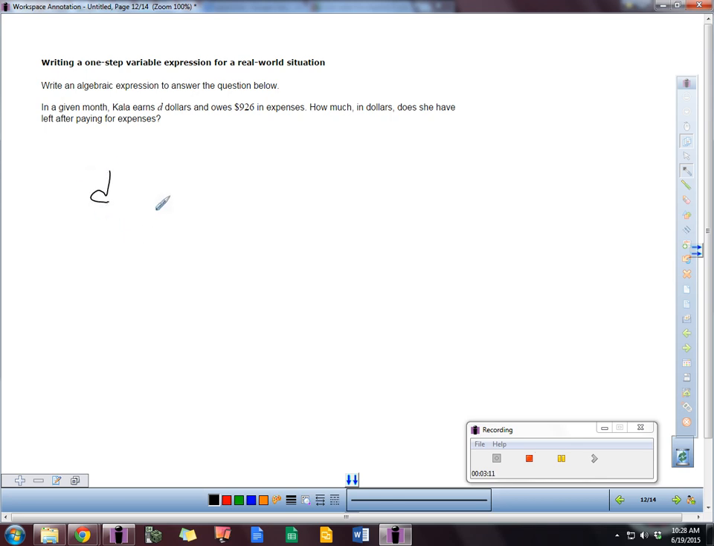Now again, we have the D and we have the 926. You may have already figured out we're going to subtract, because it says how much does she have left. That's a key word there. How much does she have left after paying the expenses? But with subtraction, we need to figure out what order it is. She earns D dollars and she owes 926.